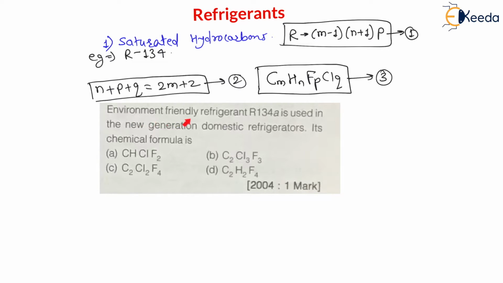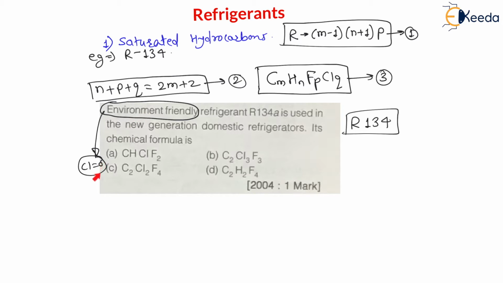Now the question is: environment friendly refrigerant R134a is used in a new generation domestic refrigerator. Its chemical formula is? Here they have given refrigerant R134. Now what will be the chemical formula? And they have mentioned that it is environment friendly. And my dear students, environment friendly means the chlorine atoms are 0. For an environment friendly refrigerant, the chlorine atoms are 0. Here you will see the chlorine atoms are 0, which means only option D is matching. Therefore for this question option D is the answer.